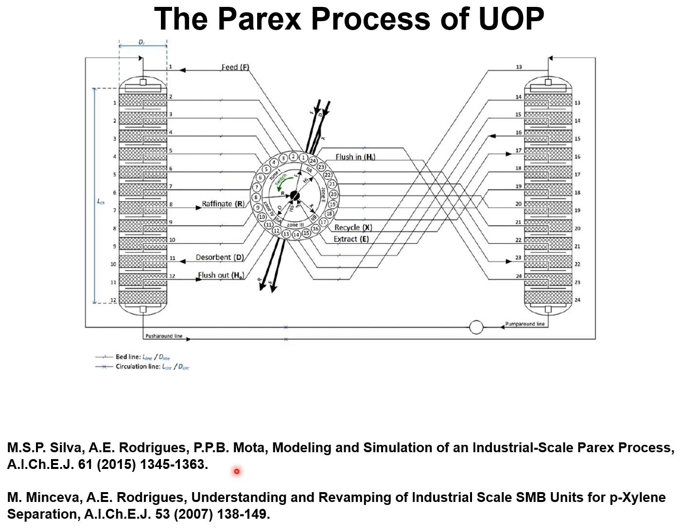Essentially, the commercial Parex process uses 24 adsorbent beds divided into 2 chambers. Each adsorbent chamber has 12 beds, and each bed is connected to a rotary valve that is depicted here. The liquid circulates between the 2 adsorbent chambers through the push around and pump around lines.